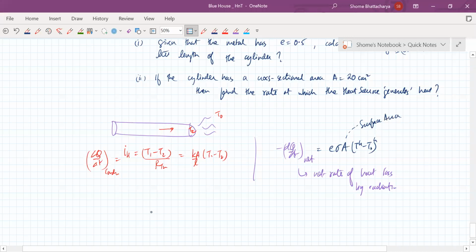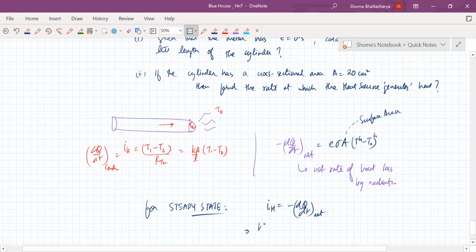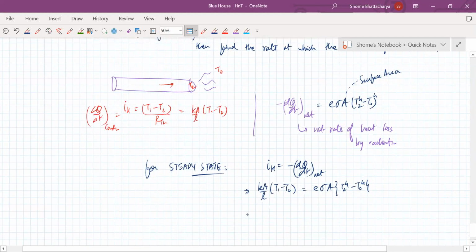So for thermal equilibrium, or rather for steady state, what is happening? This heat current should be equal to this net rate of heat loss. So K A by L into T1 minus T2 should be equal to e sigma into the same cross-sectional area into T2 to the power 4 minus T0 to the power 4. So that's why the answer finally for L is independent of the area.